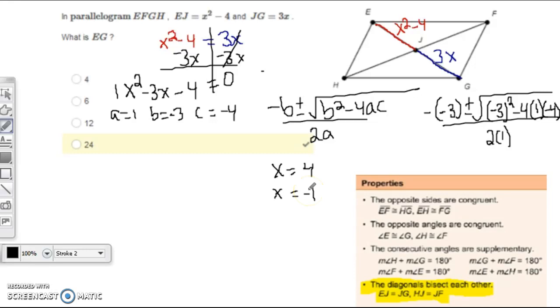Okay, so we have both of these answers, and we need to go back and see which one makes sense. So let's plug it in. Our ultimate goal is to find the length of EG.